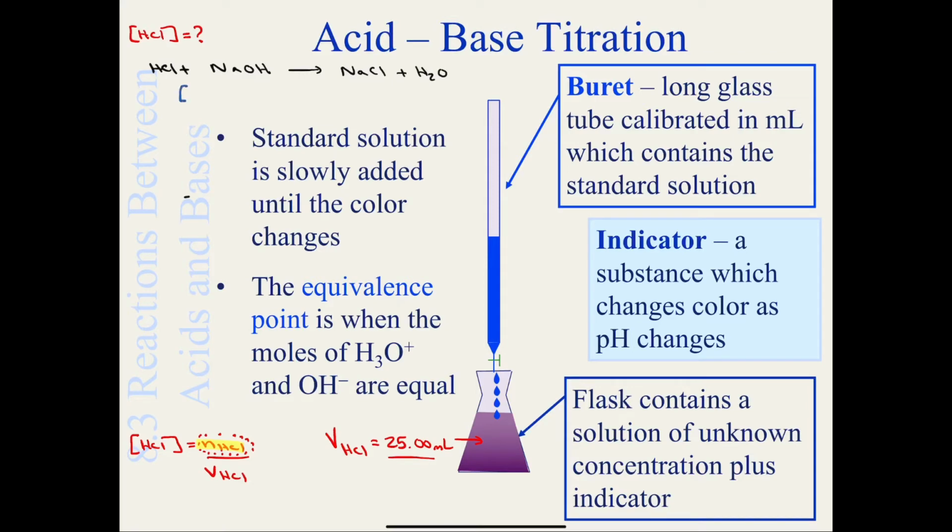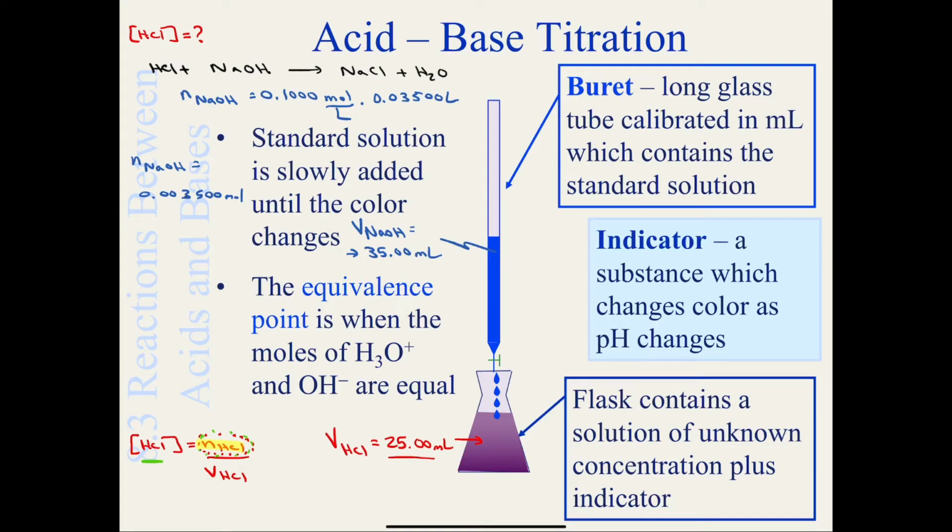Now let's imagine that the concentration of our standard solution, our sodium hydroxide, is 0.100 molar, or moles per liter. Let's say it took 35 milliliters of sodium hydroxide to reach the equivalence point. We can use the concentration and the volume of the sodium hydroxide to determine the number of moles of sodium hydroxide, so let's multiply the concentration by the volume. I'm going to convert the 35 milliliters into liters, so that's 0.03500 liters. I determine that the number of moles of sodium hydroxide is equal to 0.003500 moles.